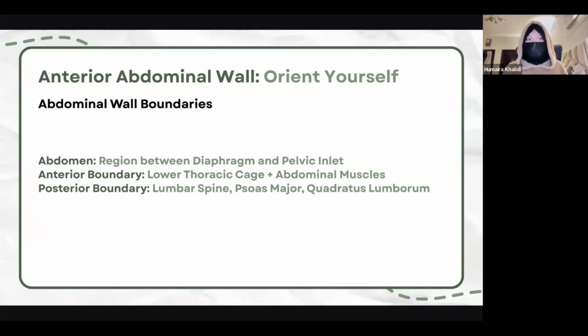First, let's orient ourselves. The abdominal wall boundaries. So, what are the boundaries of the abdomen in the first place? It is the region between the diaphragm and the pelvic inlet. Okay. And the anterior boundary is formed by the lower thoracic cage and the abdominal muscles, which I'm pretty sure all the guys out there have well built. And the posterior boundary is formed by the lumbar spine and the psoas major and the quadratus lumborum.